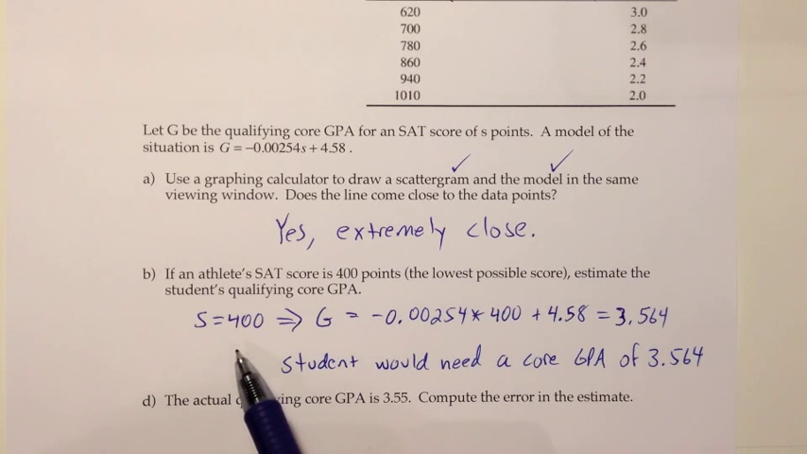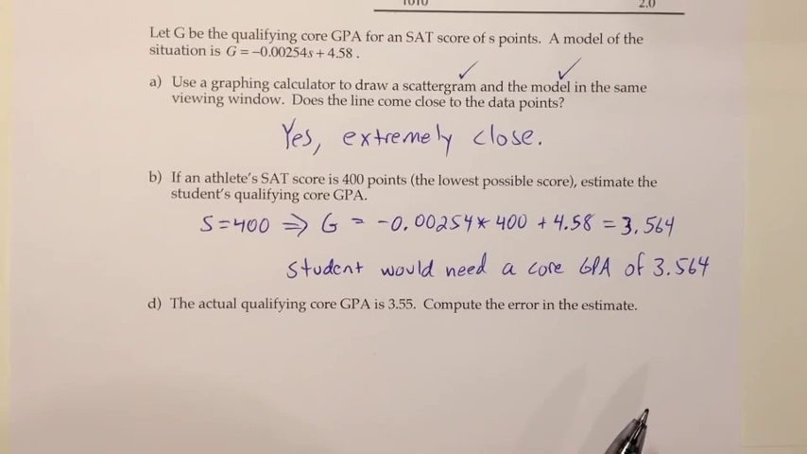So if you're going to score that low on the SAT in order to continue to play college sports, you need a GPA of 3.564, which is kind of right in between an A and a B. So about 50-50 A's and B's would get you right around there.